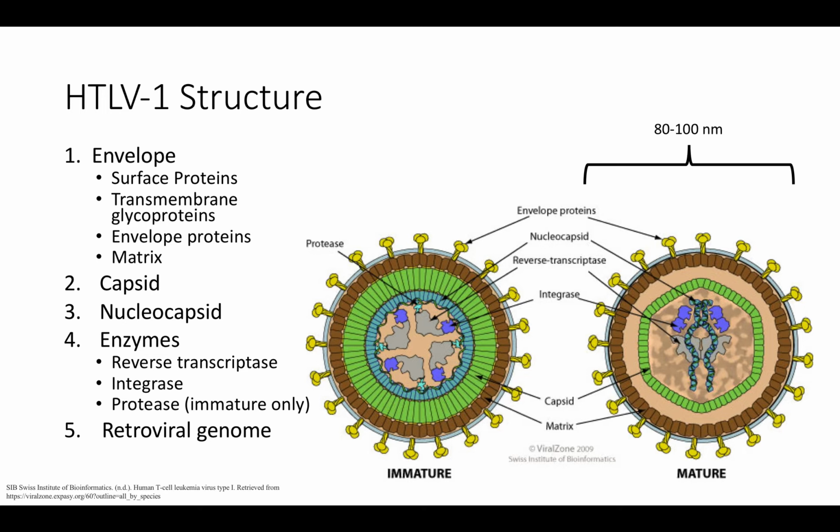And so I want to transition and talk about the structure of HTLV1. It has an envelope. It has surface proteins, transmembrane glycoproteins, envelope proteins, a whole sorts of proteins. It has the capsid, which contains a nucleocapsid, which in immature virions is a membrane that surrounds the inner viral core. But in the mature virion, it's actually wrapped around the linear single-strand RNA retroviral genome.